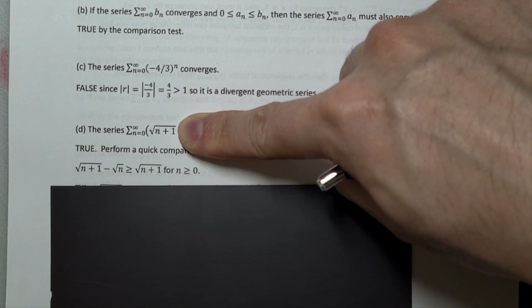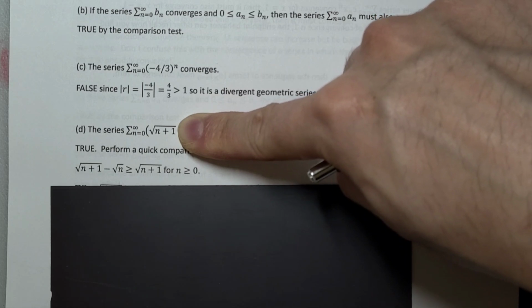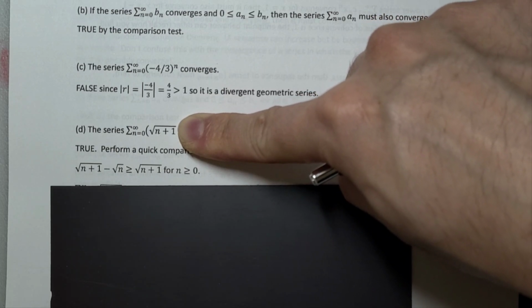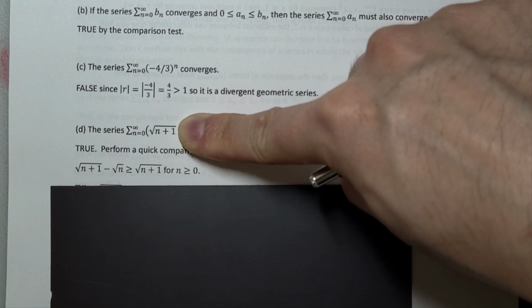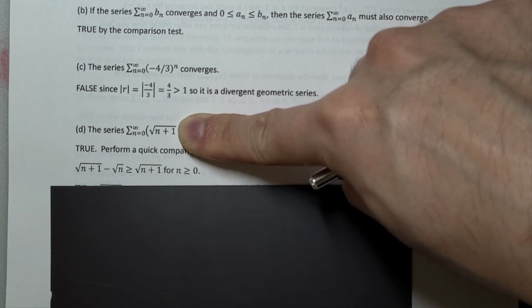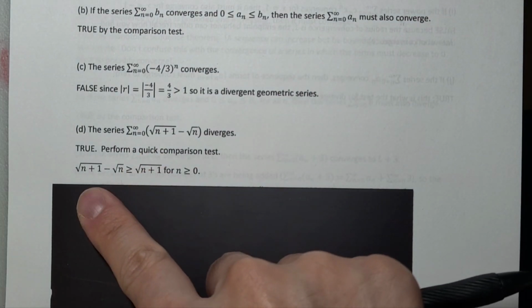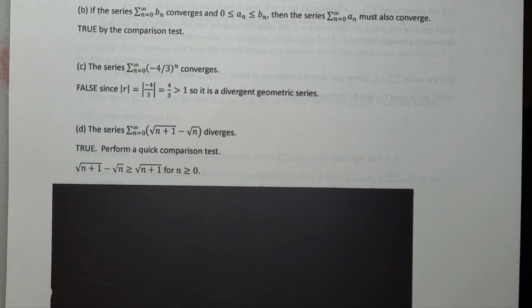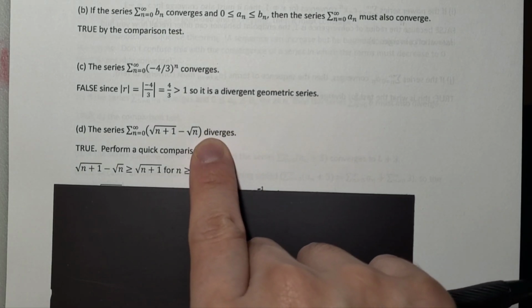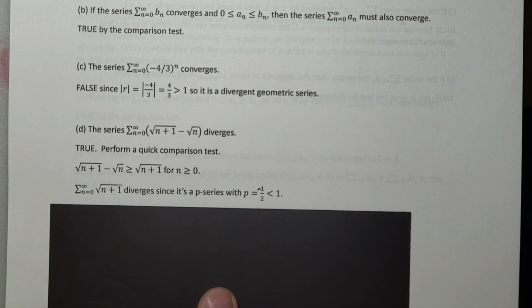We already know from the test for divergence that this will diverge. The limit as n goes to infinity of this term is infinite, so the test for divergence says this would diverge. Since this diverges, and this one is even bigger, by comparison it diverges as well. So this would be true.